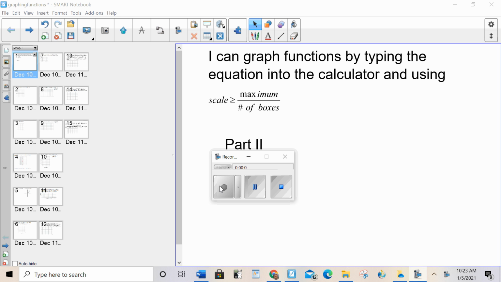Hello everybody! I can graph functions by typing the equation into the calculator and using scale is greater than or equal to the maximum divided by the number of boxes. This is part 2 of this. I recorded part 1, and now we're going to move into the 6-point questions. I'm going to go over maybe 3 of them with you. You'll do the rest on your own.